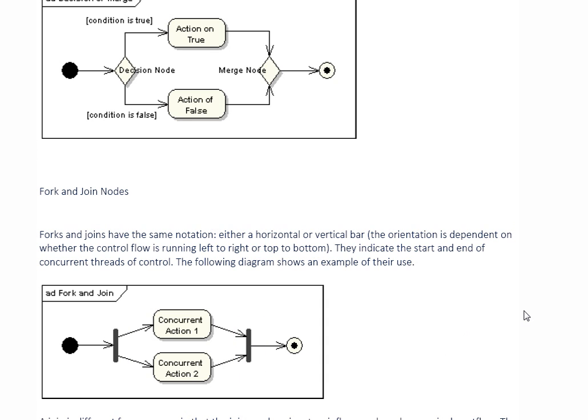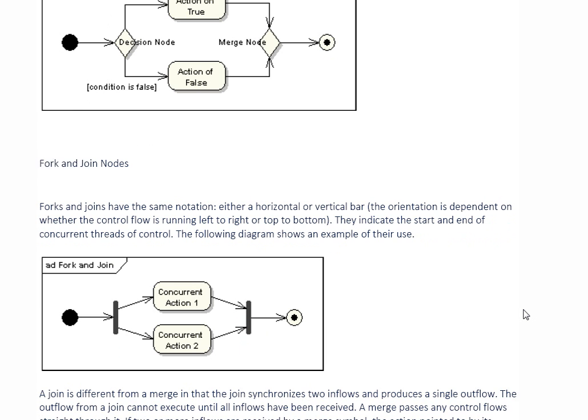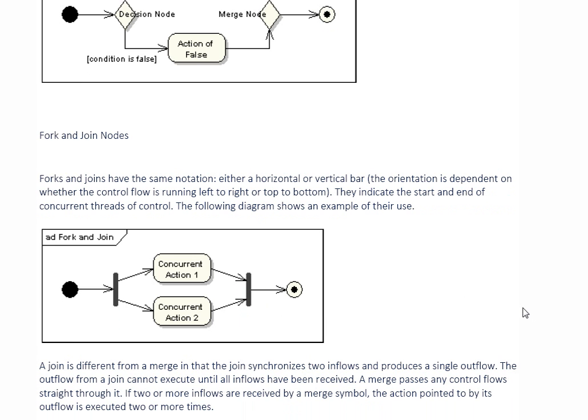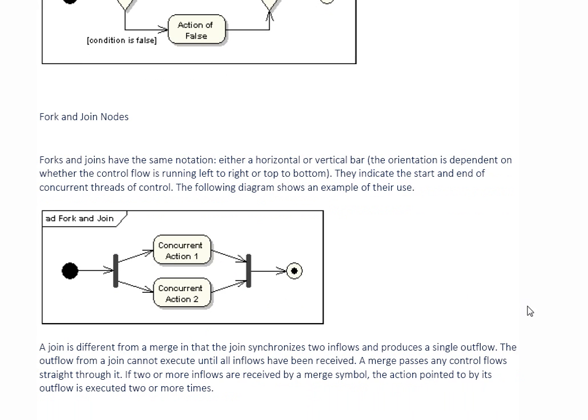A join is different from a merge in that the join synchronizes two inflows and produces a single outflow. The outflow from a join can't execute until all inflows have been received. A merge passes any control flows straight through it. If two or more inflows are received by a merge symbol, the action pointed to by its outflow is executed two or more times.